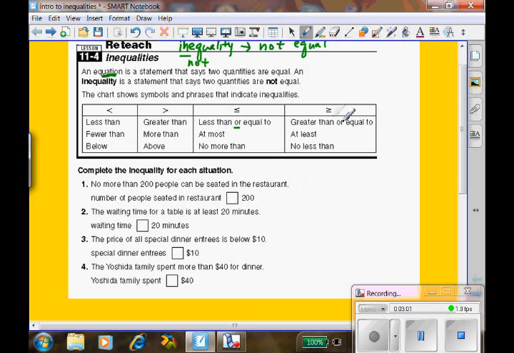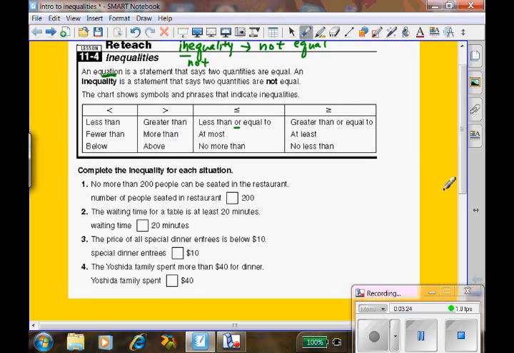And then we have greater than or equal to, which means you could be that number or it could be something higher. So in my example of at least, if I say I have at least $350 in my bank account, that means I could have exactly 350 or I could have something more. Could be a little bit more or a lot more. Just depends on the situation.